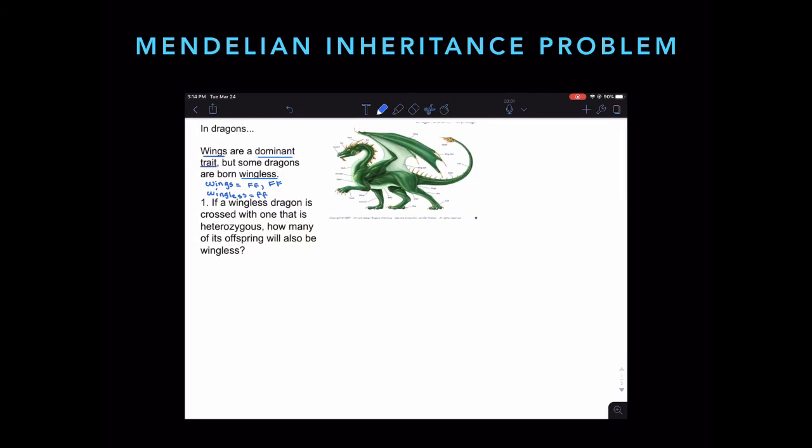The next part of the problem asks, if a wingless dragon is crossed with one that is heterozygous, how many of its offspring will be wingless? So I labeled the wingless and I labeled the heterozygous. Now I'm going to be using a monohybrid cross to show the results. This is where I take the wingless dragon genotype ff and the heterozygous genotype Ff, uppercase and lowercase.